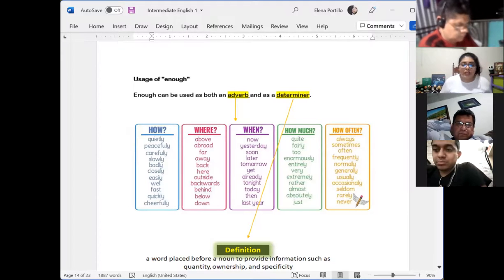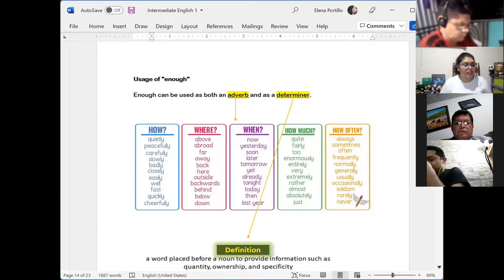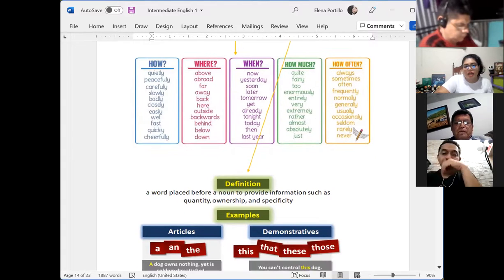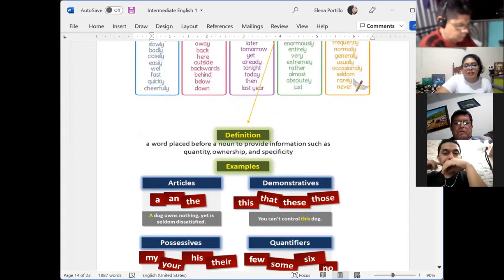So the determiners are words that function like modifiers. In this case, the determiner is a modifying word that determines the kind of reference a noun or noun group has, for example, the, very. In this case, for the determiner, we have here the definition.